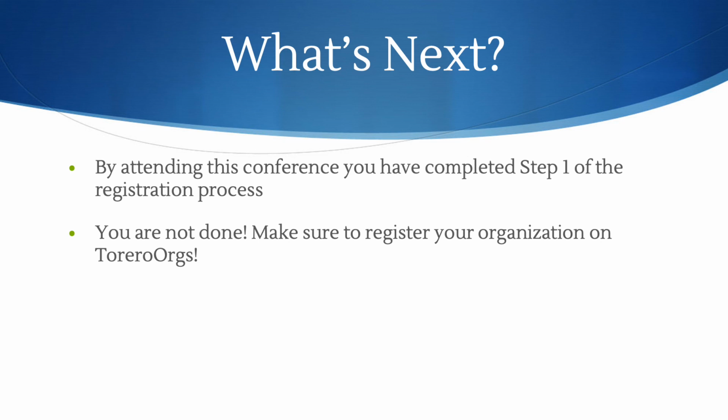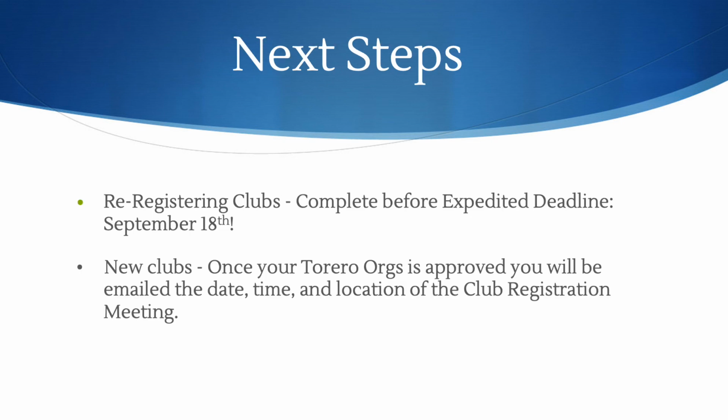Before we close this session, we want to give you a few final reminders. By attending this conference, you will have completed step 1 of the registration process. But you're not done. Make sure to register your organization on Torero Orgs. For re-registering clubs, please make sure that you meet the club registration deadline and re-register by September 18th. As a reminder, new clubs are required to meet with the Student Org Committee, so once you submit your registration forms on Torero Orgs, you'll be sent an invitation with information about how to meet with the Student Org Committee to present your club.